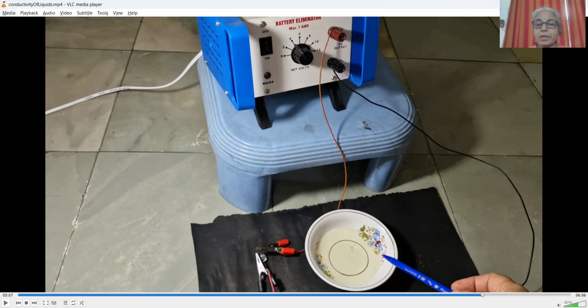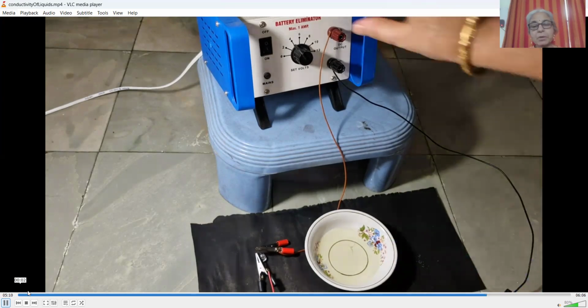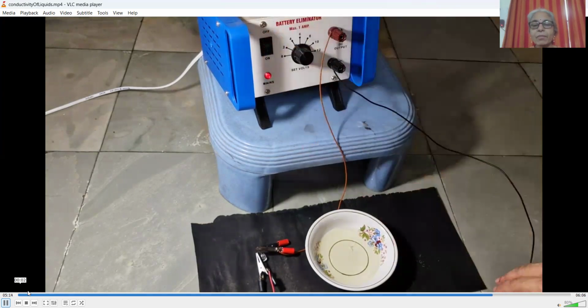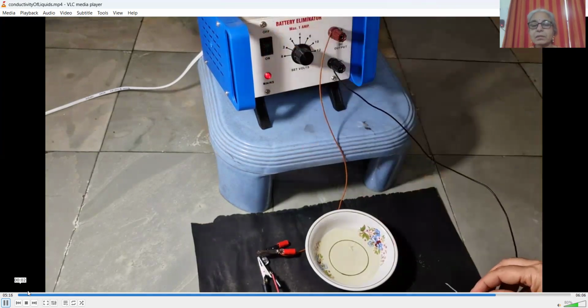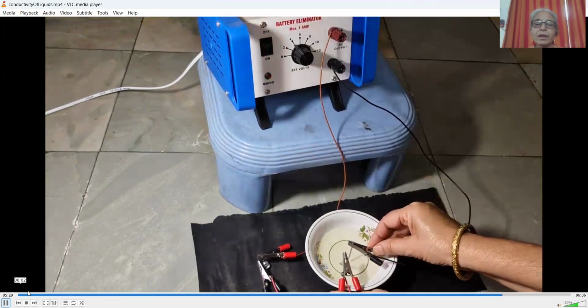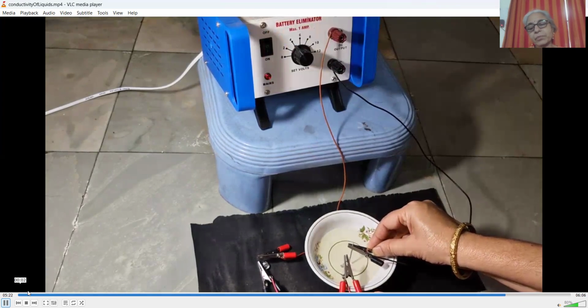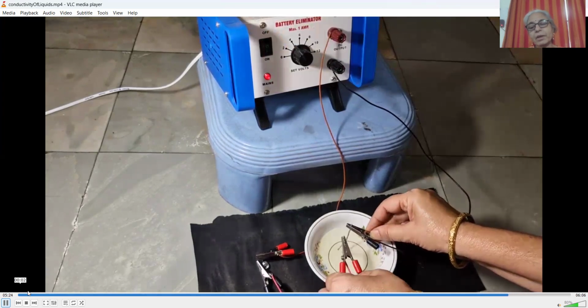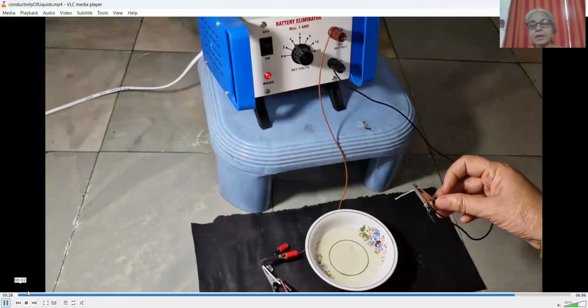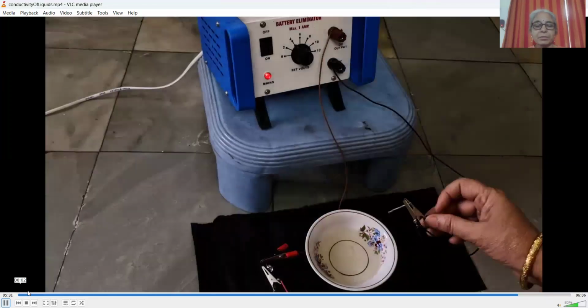This is cooking oil in the cup. I'm going to dip the terminals in the cooking oil and see if the bulb glows. Battery is on. I dip the terminals in the oil and the bulb does not glow. That means there is no current passing through the oil. So oil does not conduct electricity.